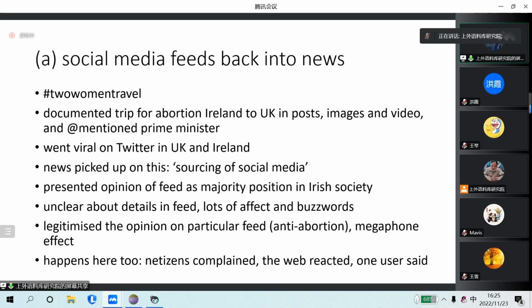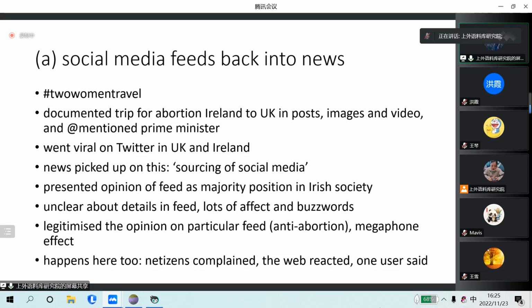The news found this feed with the two women's travel and reported on it like it was a majority opinion in Ireland. And now that's where the interesting thing is, because it might not have been. There was a lot of support for these women with love hearts and saying sisterhood and solidarity, but we don't even know if they were real. So the news actually legitimized this as something real.